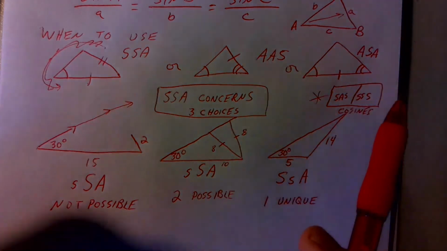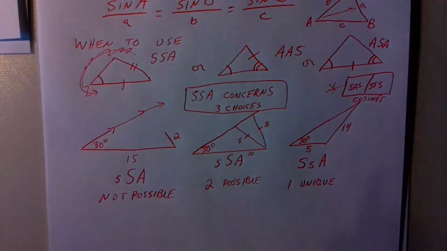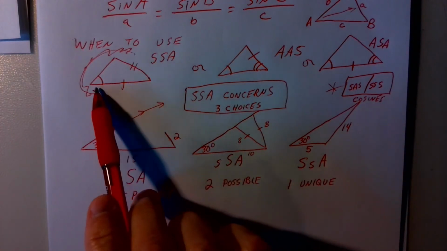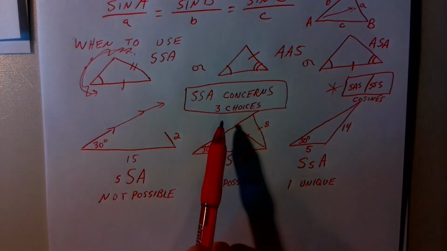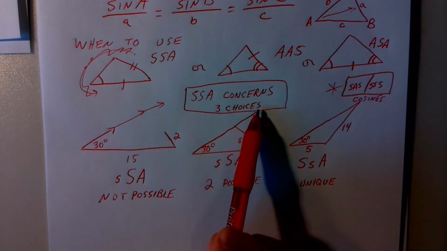So here's the deal with some of these triangles, and this is that AAS, awesome, will always work. ASA, awesome, will always work. The problem is this SSA situation. What happens when we have 2 sides and an angle following those 2 sides? Well, the concern is that we have different possibilities here. In fact, there are 3 choices.